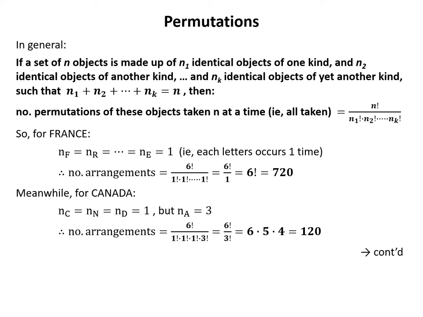No surprise there. Now this rule becomes useful when we start looking at an example where we do have repetition of letters. So for Canada, nC, nN, and nD are all equal to 1, but nA equals 3. That's the repeated letter. So the number of arrangements equals 6 factorial over 1 factorial times 1 factorial times 1 factorial times 3 factorial. Now you can see what we'll generally do henceforth is that we don't need to show the 1 factorial. So we just show on the bottom the numbers that actually do something to the division. So we can more efficiently show this as 6 factorial divided by 3 factorial. And that works out to be 6 times 5 times 4, which equals 120.